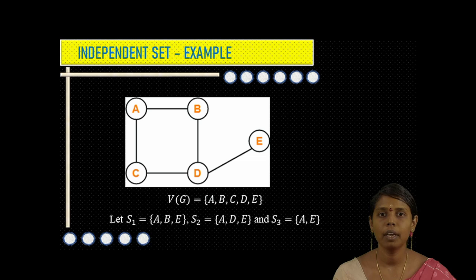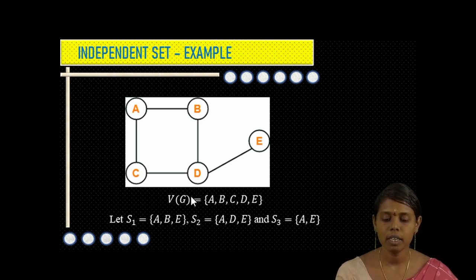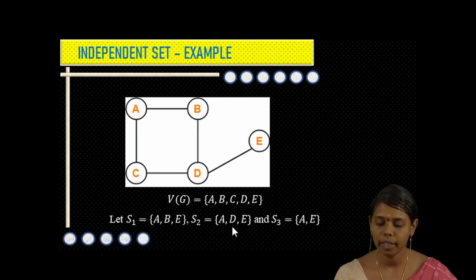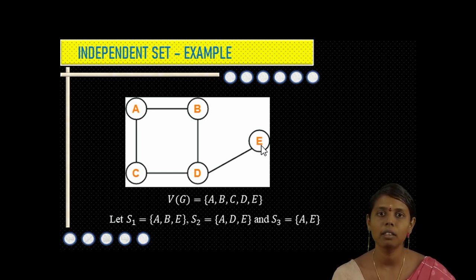For example, here we are having a graph with 5 vertices and 5 edges. Let us see a vertex set consisting of A, B and E. This is one set taken as S1. Here we may notice that A is adjacent to B. So S1 is not an independent set. Likewise, we are defining some other set, say S2, consisting of A, D and E. Considering these 3 vertices, D and E are adjacent to one another. So we may say that this S2 is not an independent set.